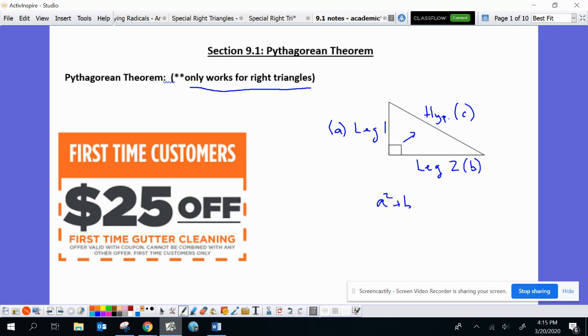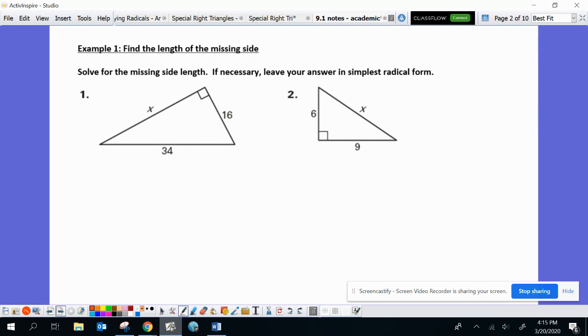But the most important thing is identifying right off the start, where is that c squared? Where is that hypotenuse? And making sure that that hypotenuse is on the side all by itself. So let's take a look at the first type of problem we will do. A real straightforward, find the missing length.